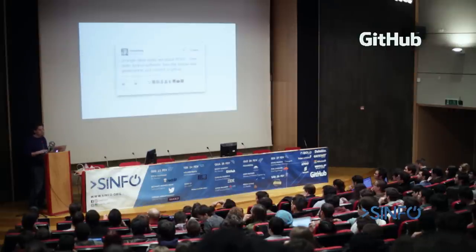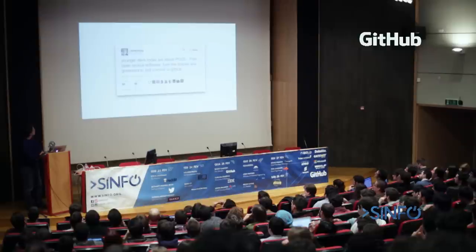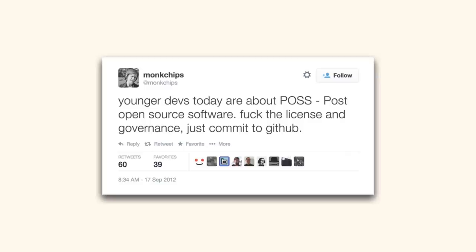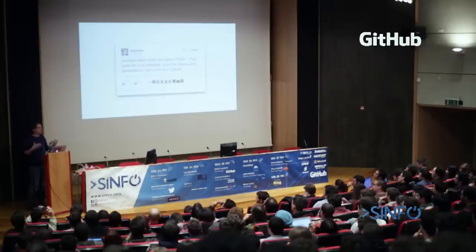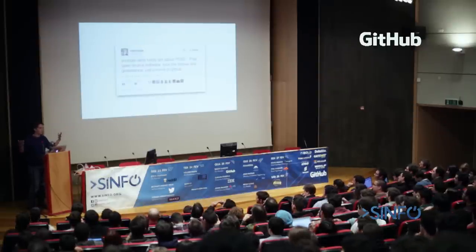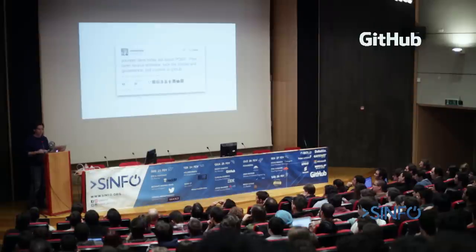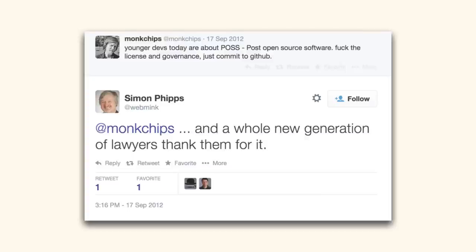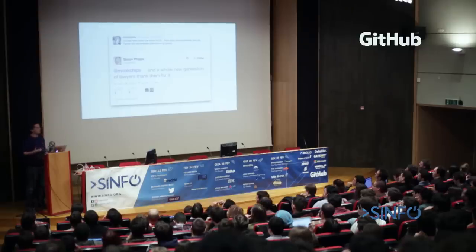the only people that win, so this is a tweet, right? Younger devs today are about post open source software. Screw the license, just put it on GitHub, which is, please do not do this, right? If anything, if you take anything from this talk, I want you to not do that, right? If you put something on GitHub, if you put something anywhere online as an open source project, please put some sort of license on it, because the only people that win from you not putting a license are lawyers, right? Because if somebody puts it into their source code and it has no identifiable license, then lawyers get involved and they get paid to go through it and look at stuff or do audits and do reviews.